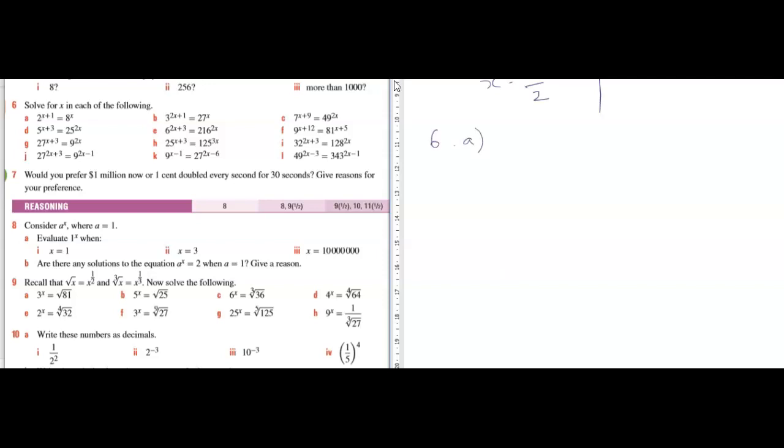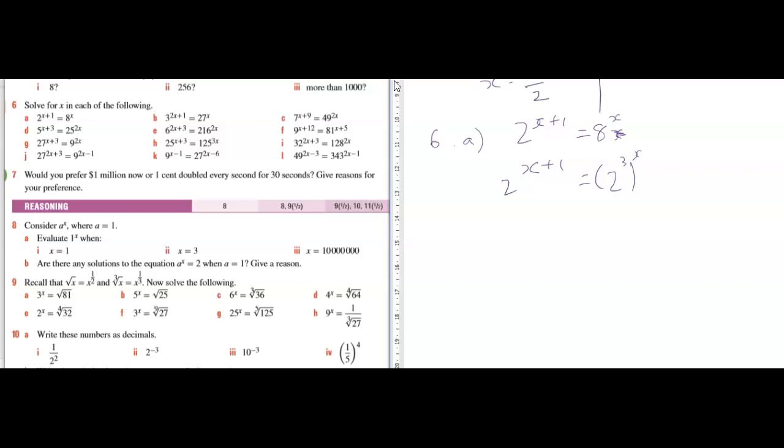Okay, 6a, what do we got? 2^(x+1) equals 8^x. Okay, so it's the same thing, having the same bases. So 2 to the power of x plus 1. 8 can be rewritten as 2 to the power of 3. And oops, that x should be at the top. Sorry about that. Let me just scribble that out and put it up there.